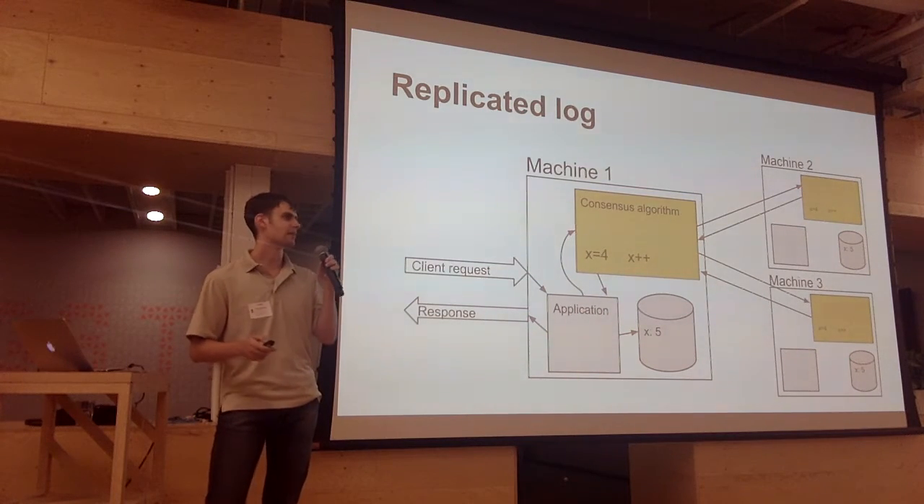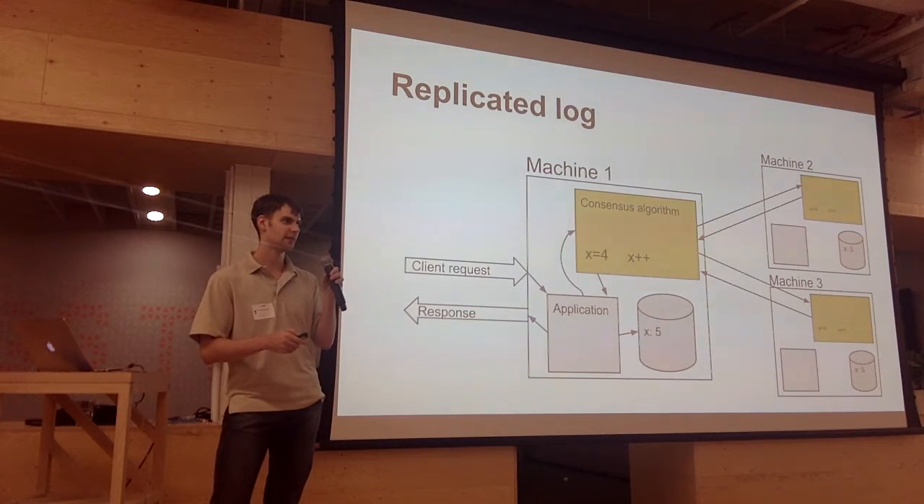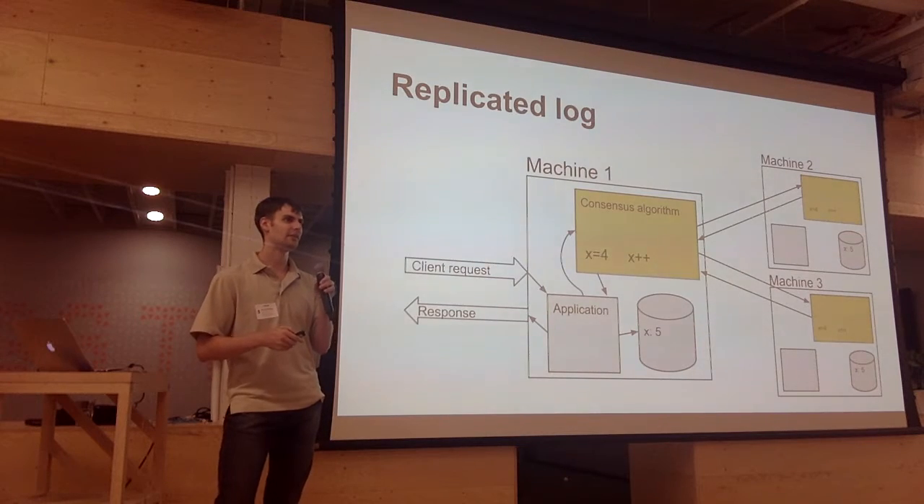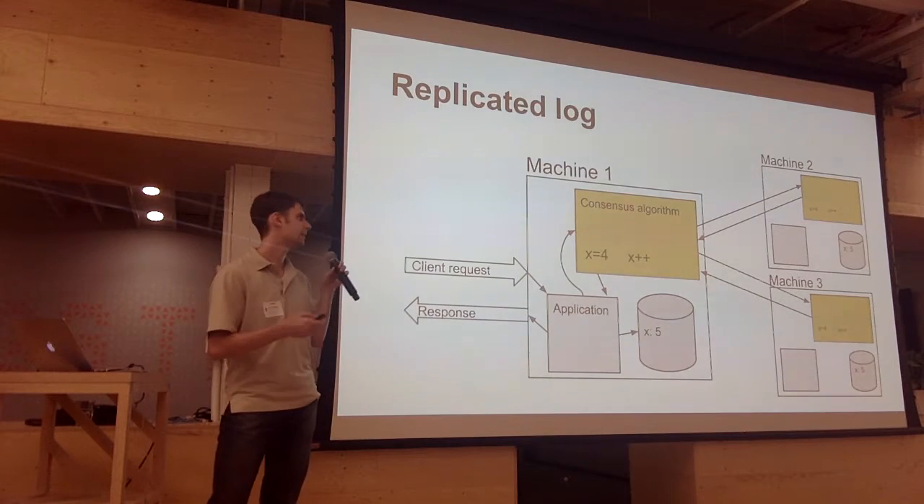The other thing it does is, once it tells you that it's safe to act on an operation, then you can go and reply to the client, and it will never tell you that you have to undo that operation. That's called committed. Once it's committed, it can never tell you to undo it, because you could have already responded to the client, so you can't undo that.